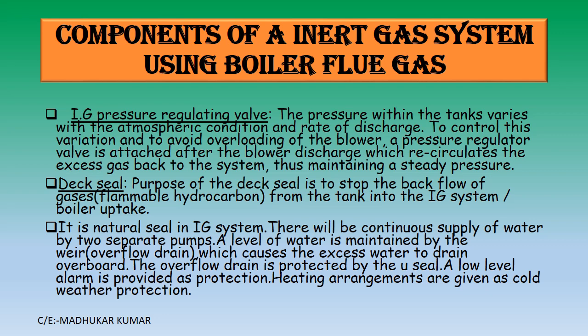Okay, now we are going to see about the IG pressure regulating valve. The pressure within the tank varies with the atmospheric condition and the rate of discharge. Basically, we have to control this variation and avoid overloading of the blower, so a pressure regulating valve is attached after the blower discharge, which recirculates the excess gas back to the system, thus maintaining a steady pressure. Basically it recirculates back to the scrubber tower. Sometimes when we are closing or changing over the tanks, if the valve is not properly handled or the closing and opening sequence is not properly followed, this is also possible.